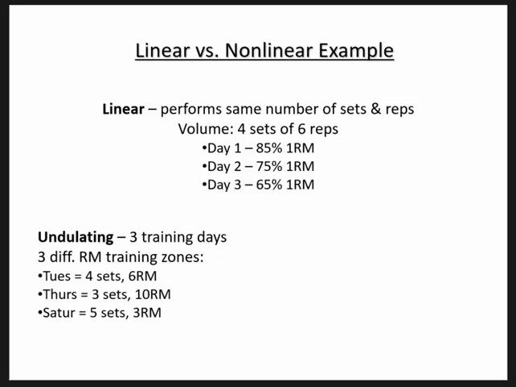But undulating here at the bottom is looking at RM training zones. So let's say we're training Tuesday, Thursday, and Saturday. Tuesday, I've got 6 sets at a 6 RM. So strength focus, probably about 85%. Thursday, 3 sets at a 10 RM. So that's going to be 75%, and that's going to be a hypertrophy focus.